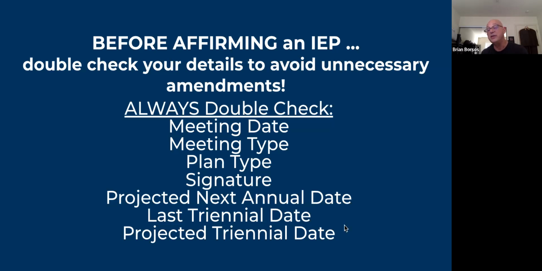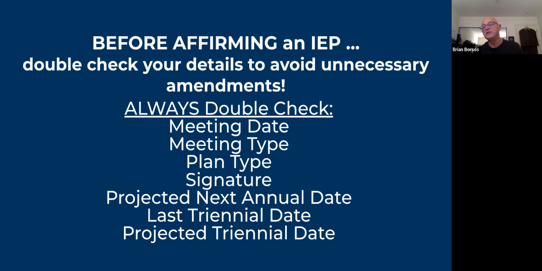The last triennial date is whenever their last triennial was held. So it could have been a year ago, it could have been 2 years ago. If this meeting is an annual and triennial, then the last triennial date should be the date of this meeting. And that's a little confusing. Hopefully the school psychologist or speech pathologist and the case managers understand this, and I'll go over this with them in more detail.